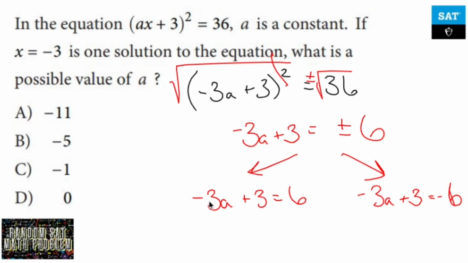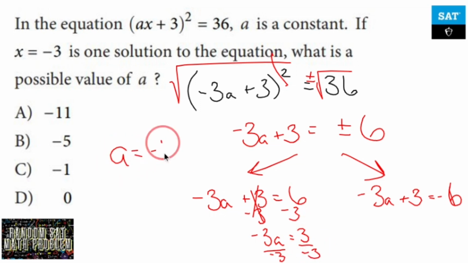They only want one of them, so let's find out which one we need. Subtract 3 from both sides. Negative 3a is going to be 3. Divide both sides by negative 3. One of my possible solutions is 3 divided by negative 3, which is negative 1. So I have my answer.